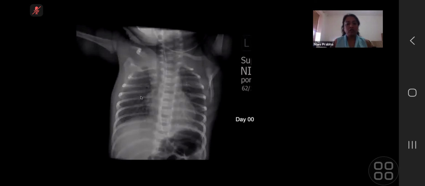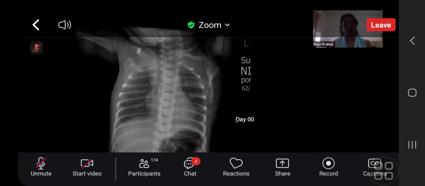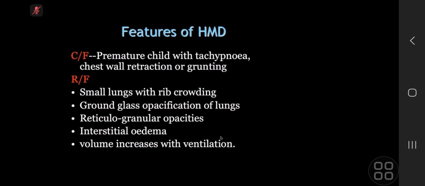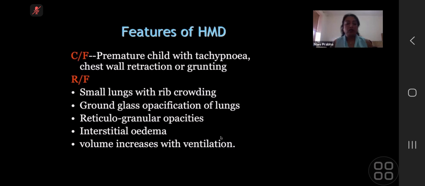So these are small granularities which we can see in some cases, and granules are because of the atelectatic alveoli. They haven't had chance to expand fully, and that's why the granularity is there. Or it can just be interstitial edema, and we will not see these findings once the volume increases and the patient is on ventilation. They just disappear after the surfactant has been given to the patient.